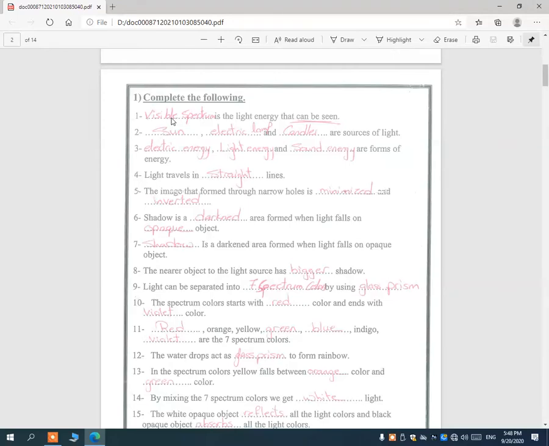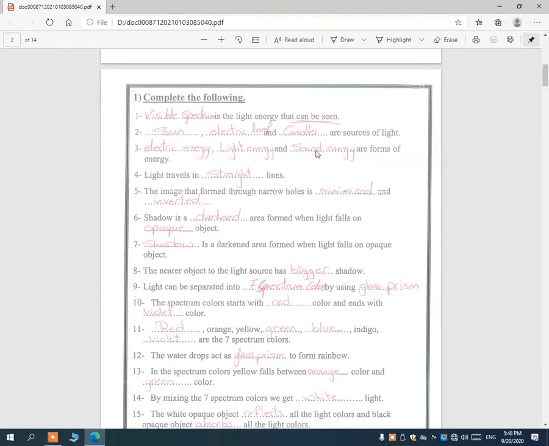Number 1, complete: dots is the light energy that can be seen. What is the light energy that can be seen? Visible spectrum. Dots and dots and dots are sources of light. What are the sources of light? Sun, electric lamp, candles, kerosene lamp, anything.